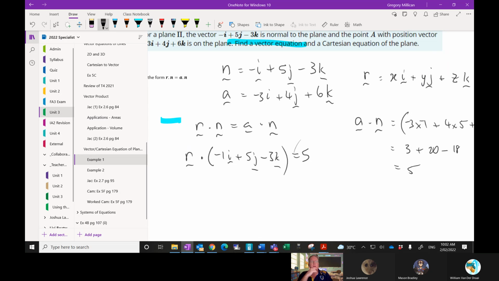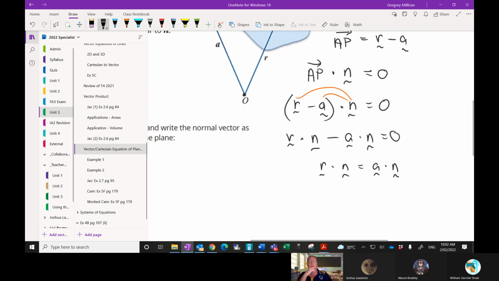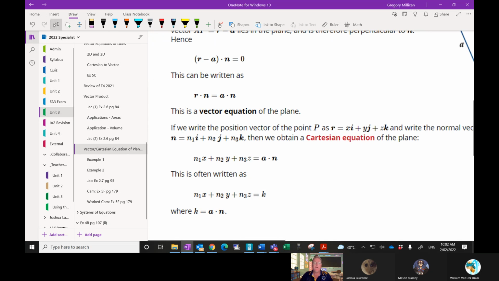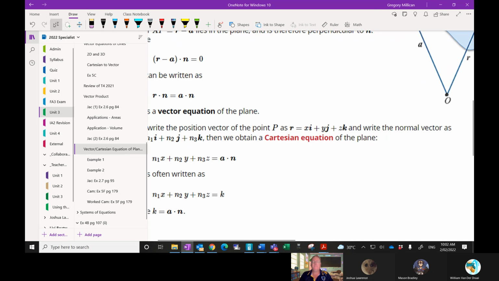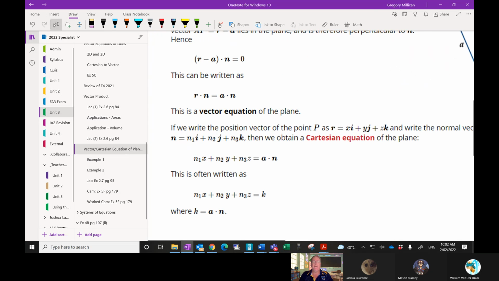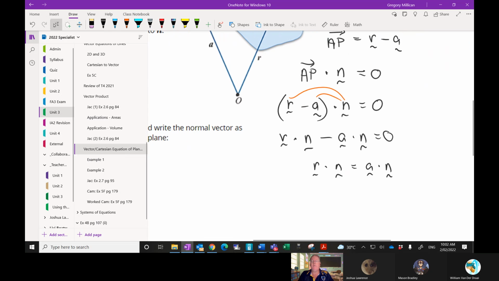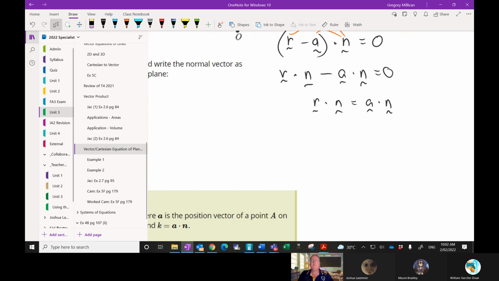So let's go back to this. That's fine, but how do we then create the Cartesian equation? Let's deal with that. Let's solve that problem. If we go back over to here, we've got r dot n.